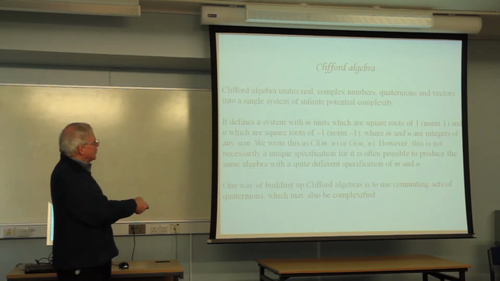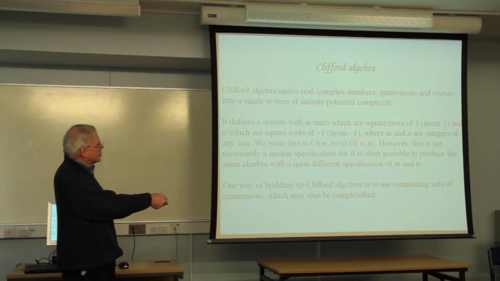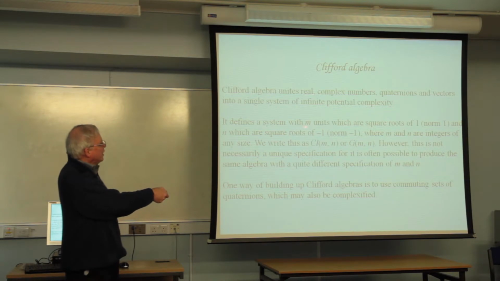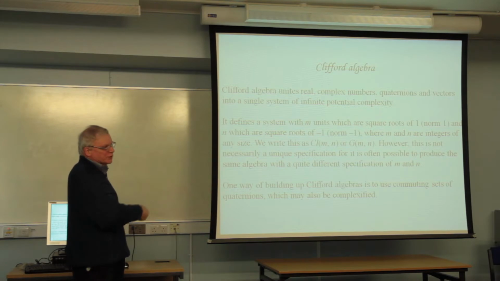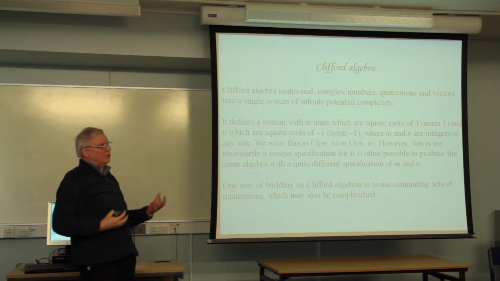So, effectively, a Clifford or geometrical algebra, which we write as CL(m,n) or G(m,n), has m units which are square roots of +1, and n which are square roots of -1. And you just then make up the algebra that will do that.